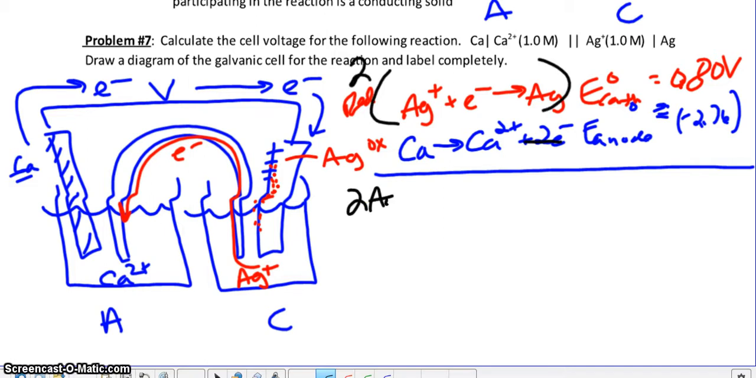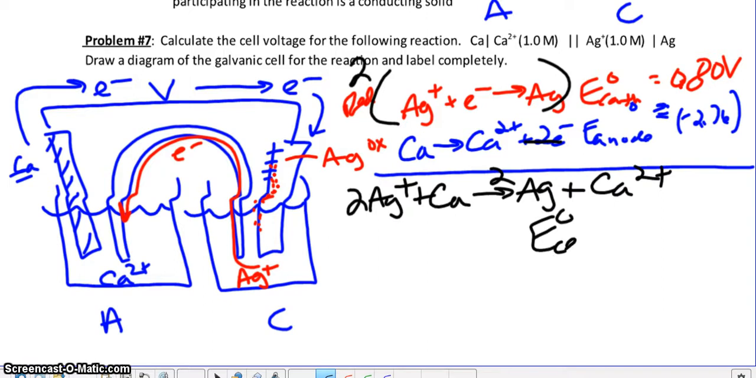So I have 2 silver ions plus calcium yields 2 silvers plus 1 calcium 2+. My E naught for my cell ends up being, looks like, 3.56 volts, if I did that right. I think that's everything they asked for.